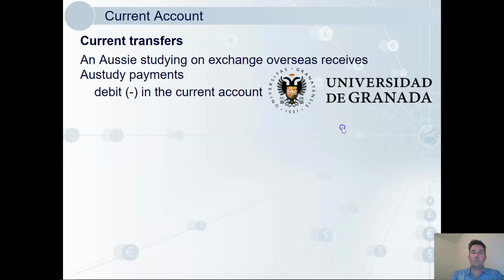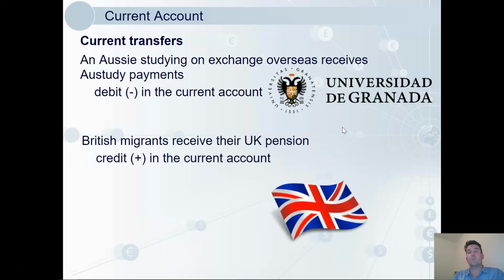Transfer payments also come into Australia. So a common example is British people living here but receiving a pension from the UK. So that's their retirement benefits paid by the government. That appears as a credit in Australia's current account.